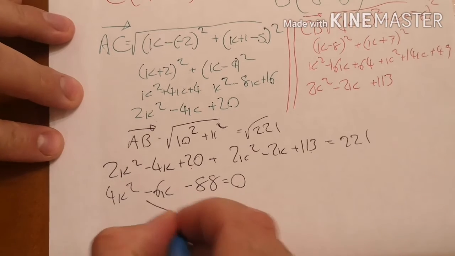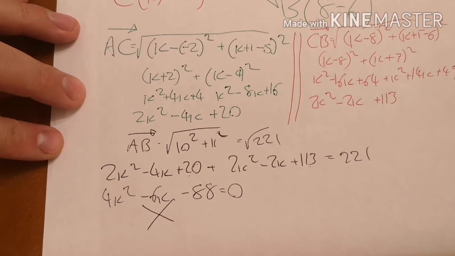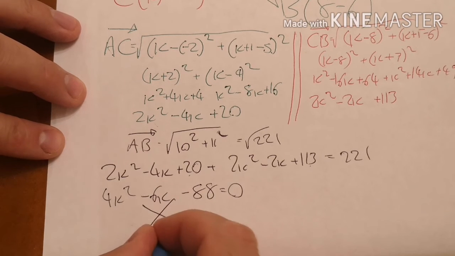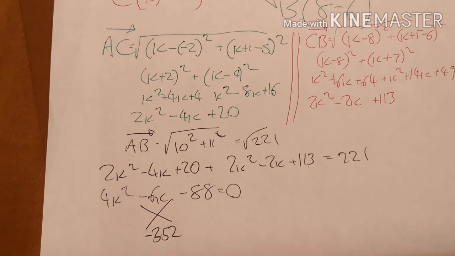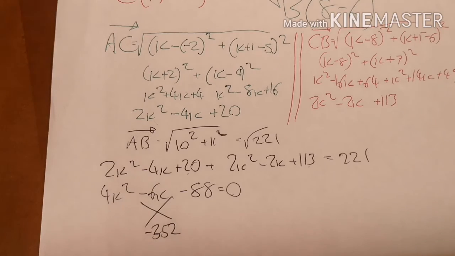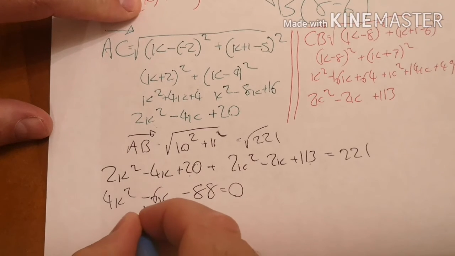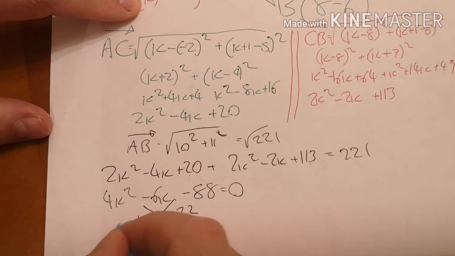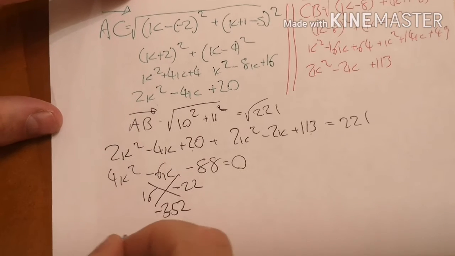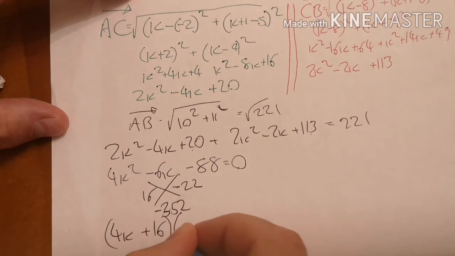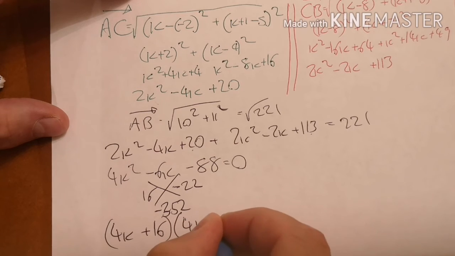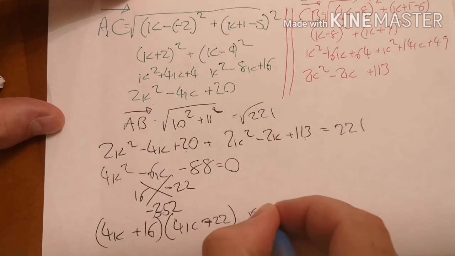I'm going to factorise this. So I'm going to do 4 times negative 88, that is minus 352. Now I need to think of two numbers that multiply to give me minus 352, but add to give me minus 6. And after a little bit of trial and error, it's actually 16 and 22, and it's got to be minus 22. So it's going to be (4k + 16)(4k − 22), and again this is fake working out.